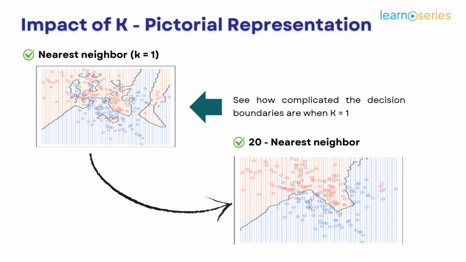So the nearest neighbor, k equal to 1. If you want to put it in a graph, it will identify like this. You see here, what we are trying to do is separate the 2 classes.